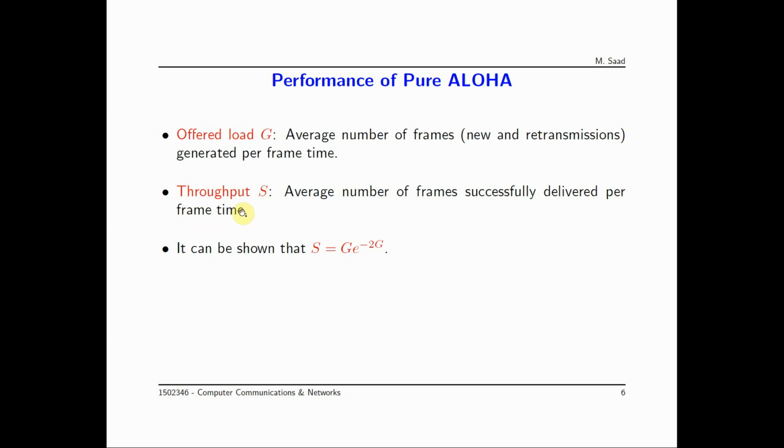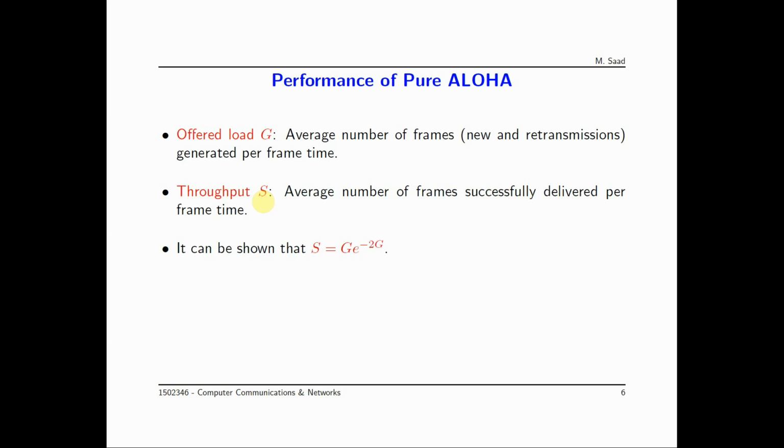Since we take the frame time as our unit time, it is obvious that this throughput cannot be more than 1, because at most during that frame time, we can deliver only 1 frame. Basically, if we have 2 frames that are transmitted at the same time, they will collide, and it means that both of them will not be successfully delivered. So the only case in which we have a successful delivery is the case that we have only 1 station attempting and the others are silent by chance. By coincidence, the other stations are not attempting to transmit anything during that frame time. So in that case, we deliver only 1 frame.